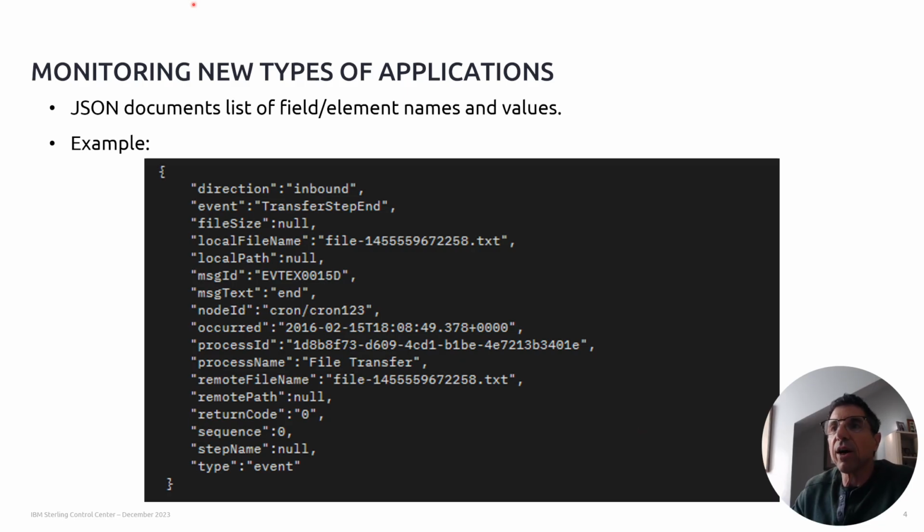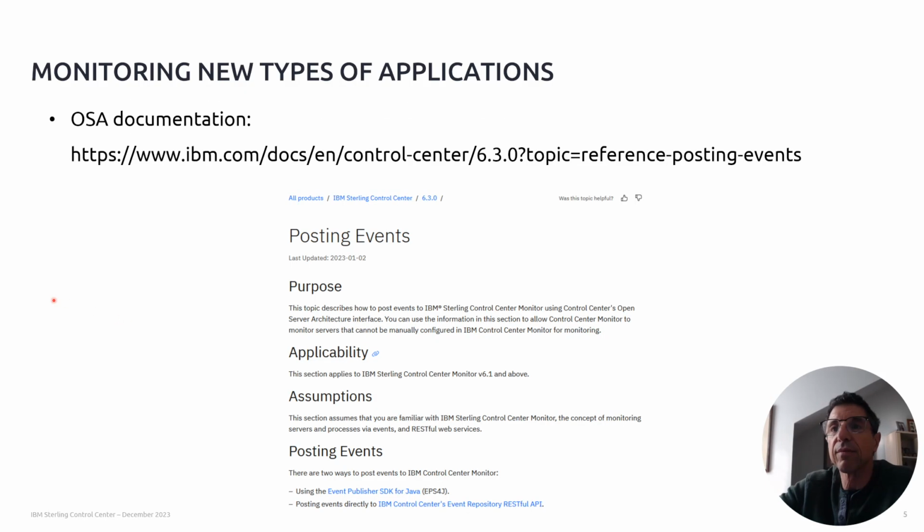So here's a JSON document that meets the OSA standard. It's just a list of fields or element names and values: message ID, message text, node ID, when it occurred. It's just text, and you can see it, and you can create it, and you can post it to Control Center. If you want to know all the gory details about OSA, just go to this link. It's in the Control Center documentation, whatever version you have at the moment. Just look for the posting events.